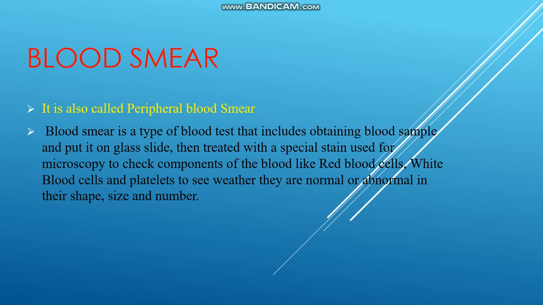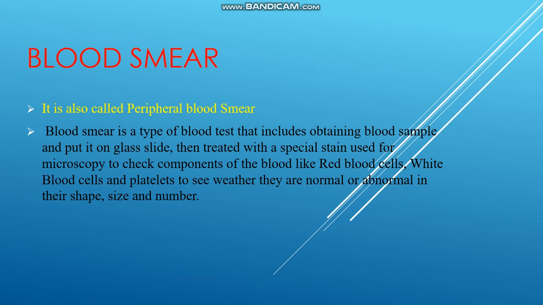First, we need to take a blood sample from the patient if we want to perform a blood smear or peripheral blood smear test in the laboratory, and then we need to put a drop of blood sample on a slide, and then we need to make a slide from it. But which tube do we use for collecting a blood sample for blood smear? We need to collect a blood sample in an EDTA tube.